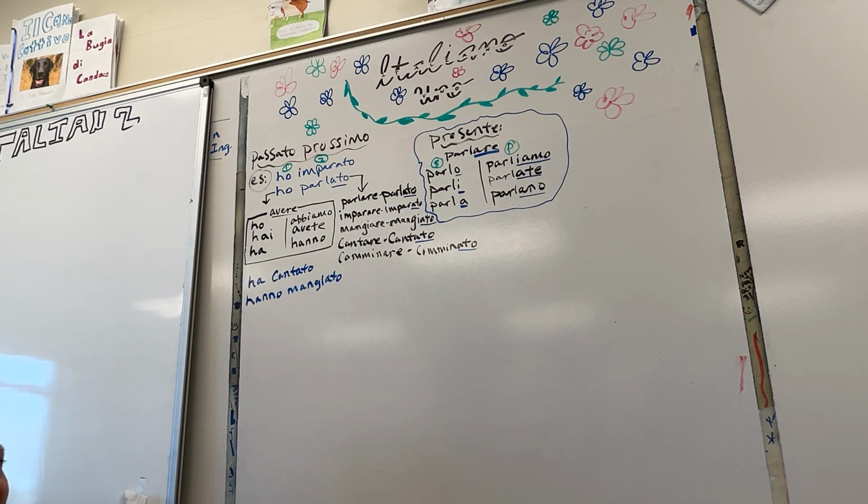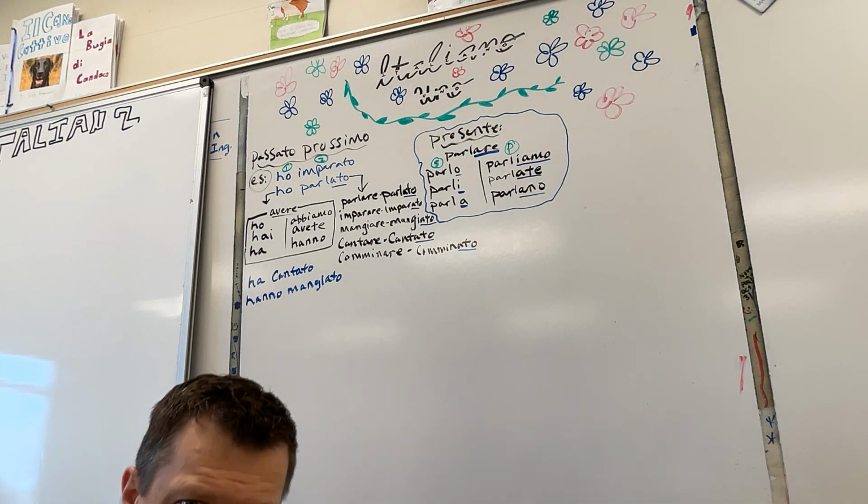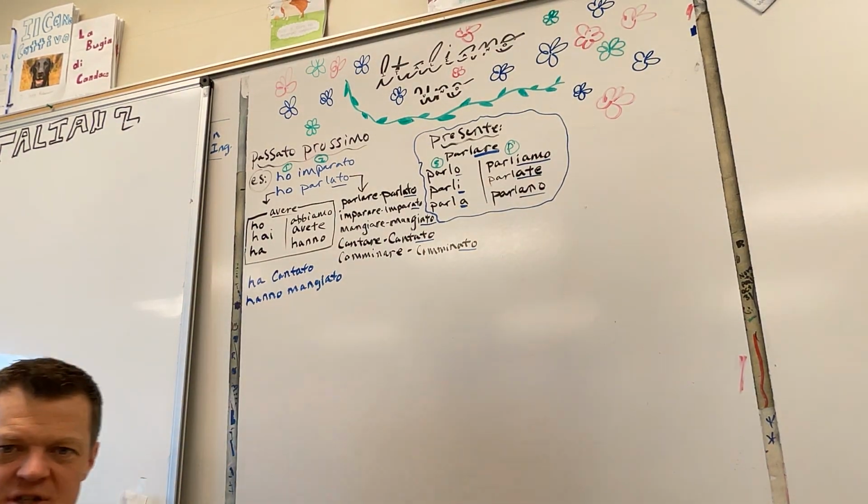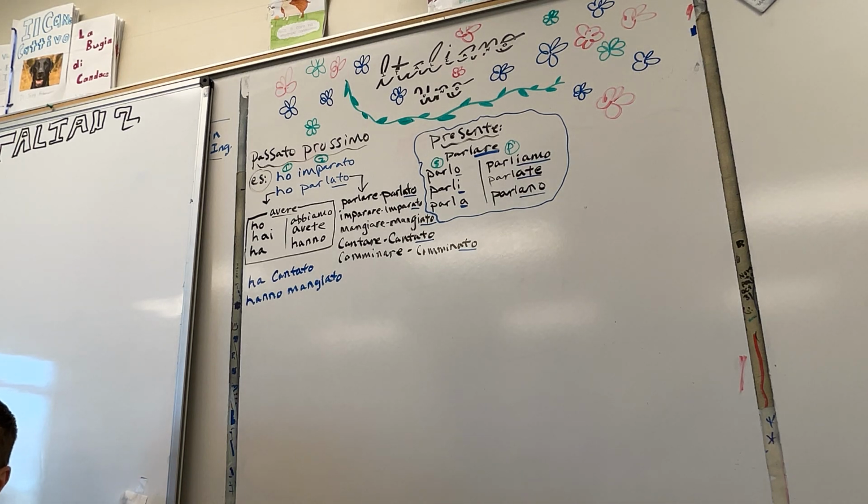Let's do another one. Come si dice you spoke? Scrivilo. You have spoken. You spoke. You spoke, you have spoken. I don't have a U for one of my definitions. Oh, that's really bad. What does this one mean? I have. You have.